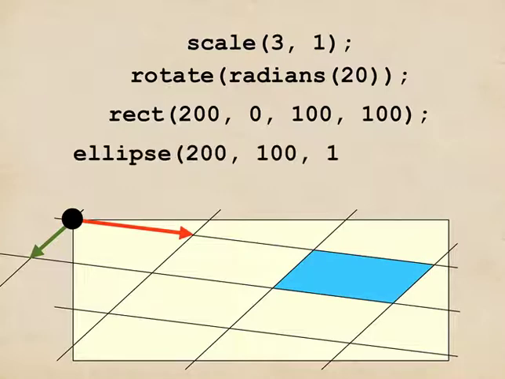Let's try the same thing with an ellipse. Where's the upper left corner? It's at 200, 100. That's 2 copies of the big red arrow, 1 copy of the big green arrow. That puts the upper left corner of the ellipse right here. And the ellipse itself is 100 by 100, meaning it fills one of these parallelograms, and there's the ellipse. So this is pretty wild stuff.